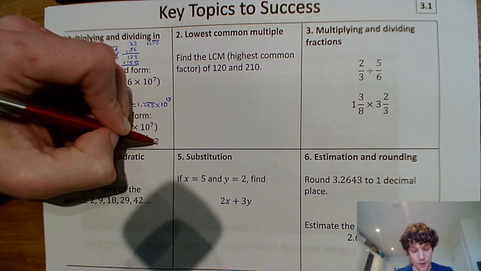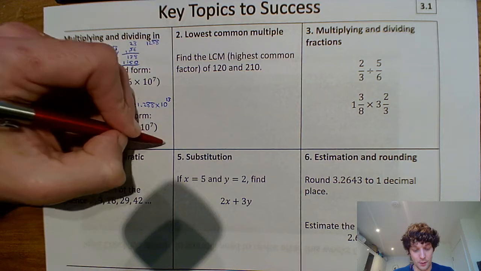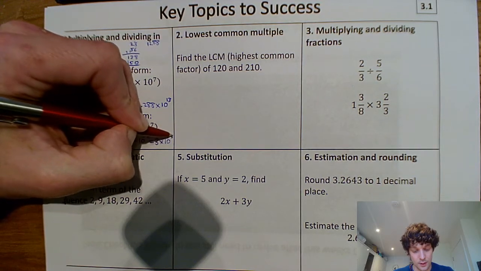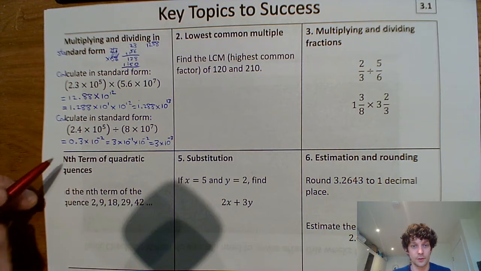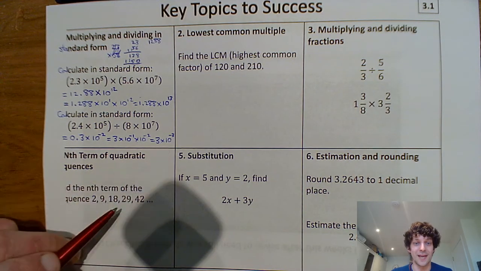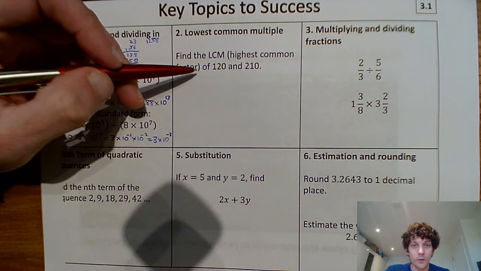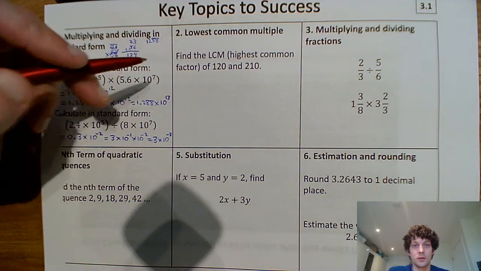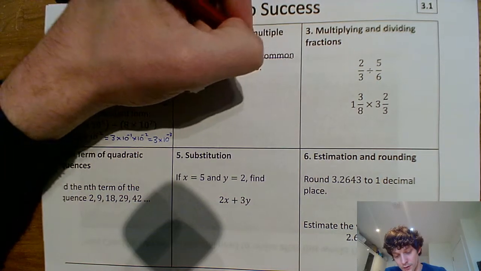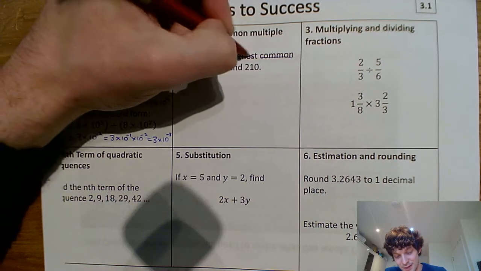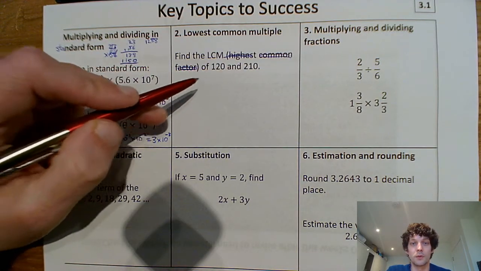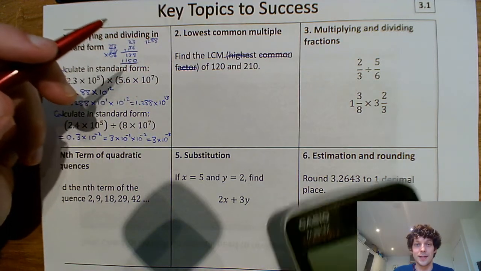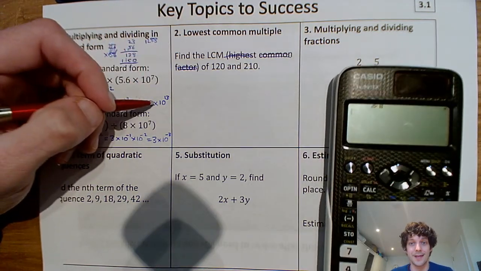And that gives me 3 times 10 to the power of negative 3, because I'm multiplying, so I add the powers. So 3 times 10 to the power of negative 3. Okay, lowest common multiple. That should have been changed. Shouldn't say the highest common factor. Sorry about that. So find the lowest common multiple of 120 and 210.